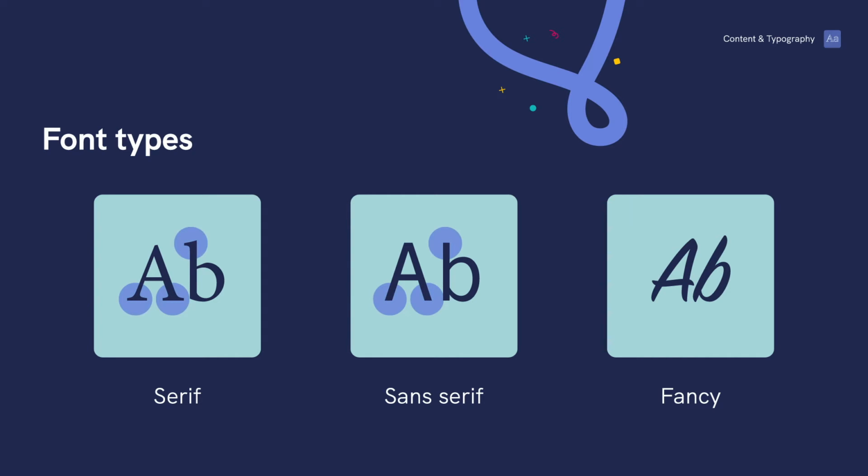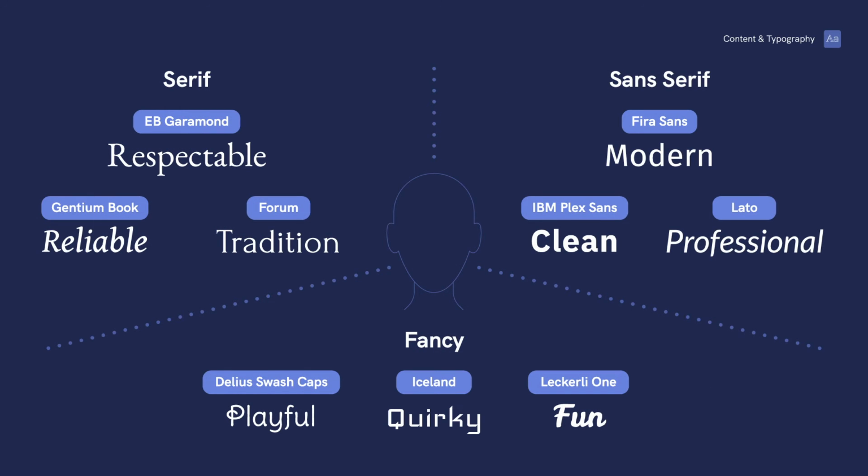So serif fonts have a little pointy extension at the end of the strokes, as shown here on the slide. Sans-serif, well, sans means without in French, so sans-serif fonts are those without the pointy extension detail at the end of the strokes. Fancy fonts include fonts that really resemble handwriting, script, or decorative fonts. This infographic shows each font and the personality they carry and how it connects to human psychology.